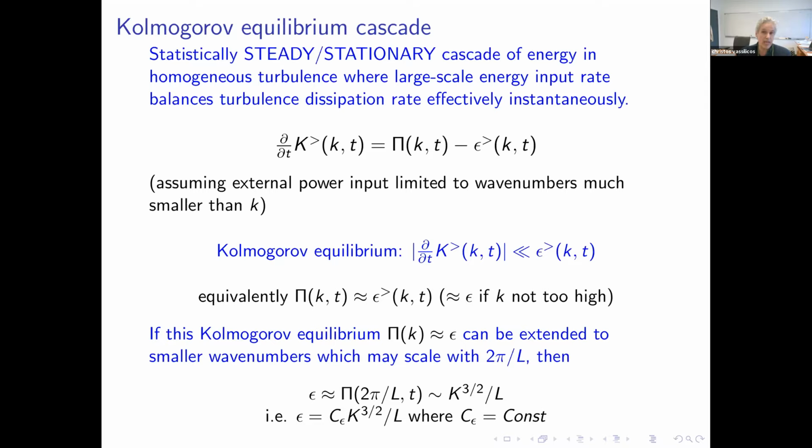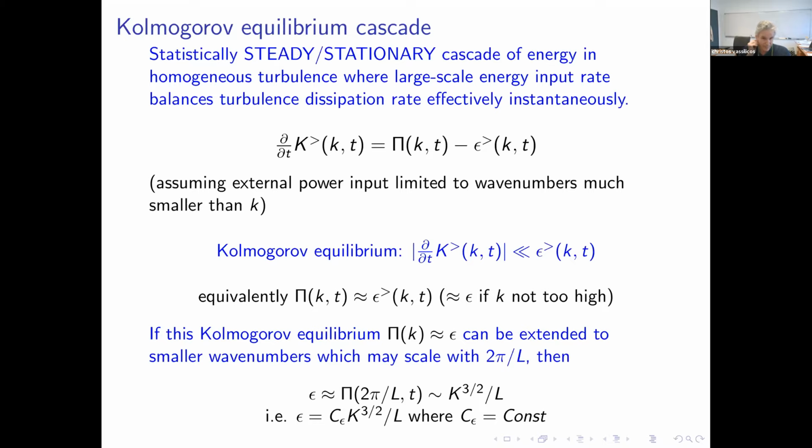The power input is assumed to be at smaller wave numbers, and therefore doesn't appear in this particular equation, which has wave numbers where the power input is not present. The Kolmogorov equilibrium is basically the stationarity idea that the time derivative of the energy in high enough wave numbers is much smaller than the dissipation. And this is equivalent to saying that this transfer rate Pi is roughly equal to the dissipation. In fact, it is the dissipation if k is not too high.